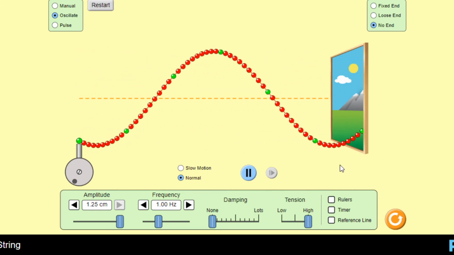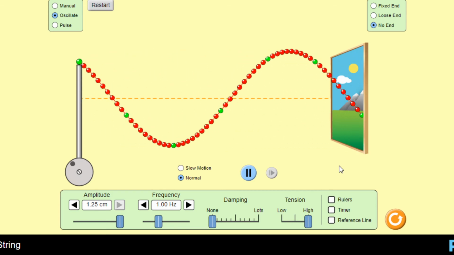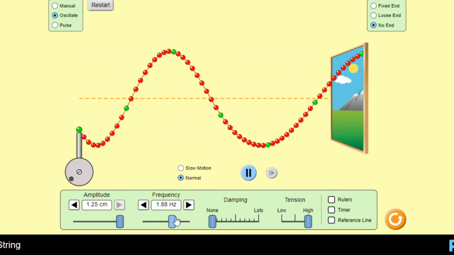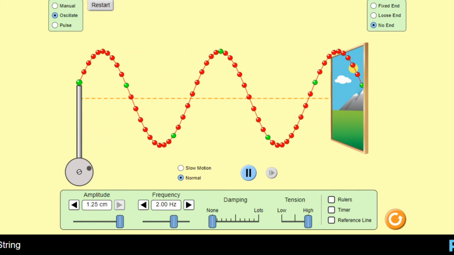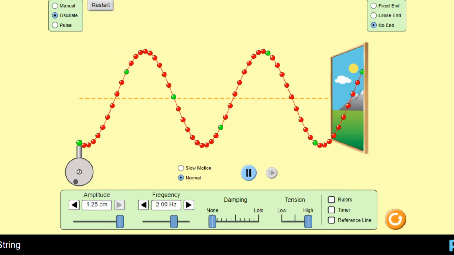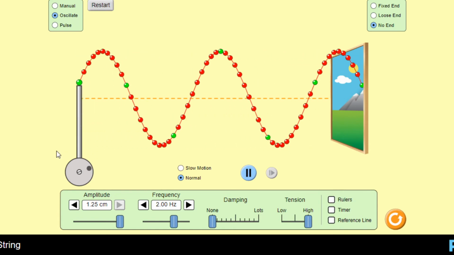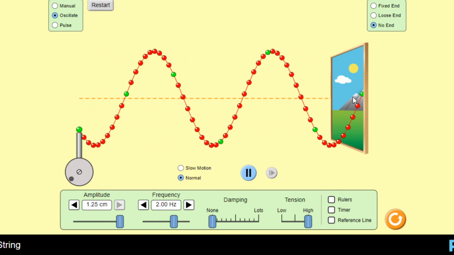1, 2, 3, 4, 5, 6. Okay. The time intervals there were 1 second. So that's frequency. If we double the frequency, we've got 2 waves per second. So the oscillator is going up and down, doing 2 complete oscillations per second, and we're getting 2 complete waves every second passing through the window.